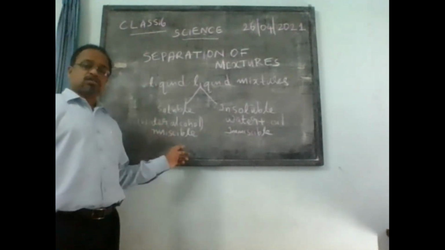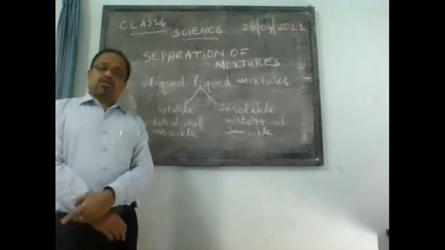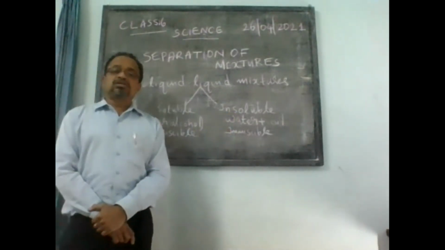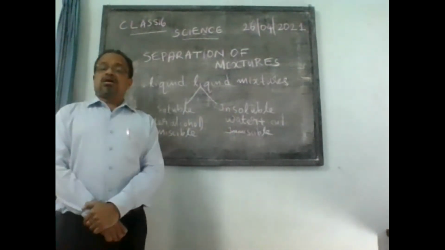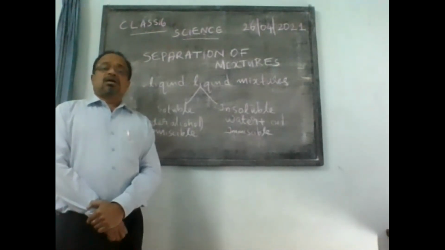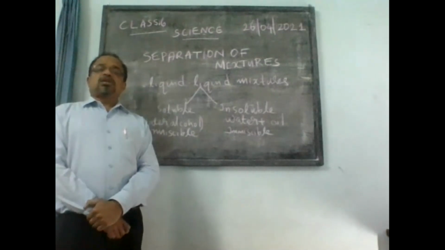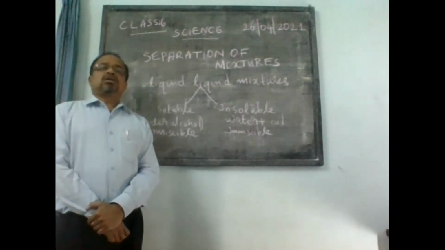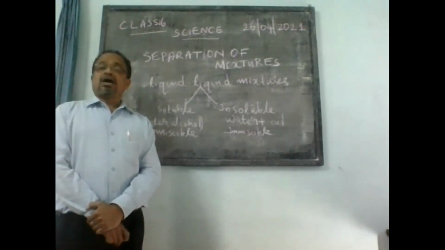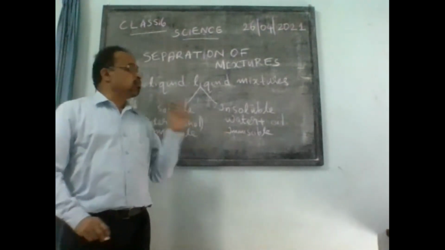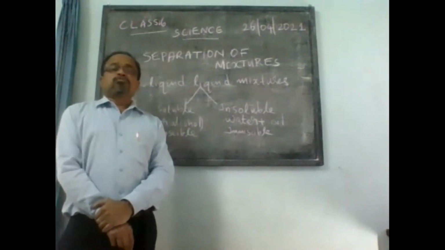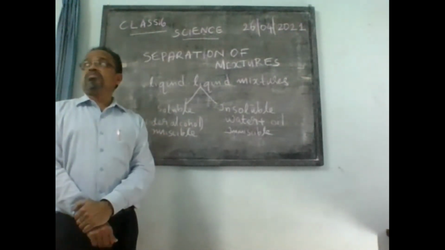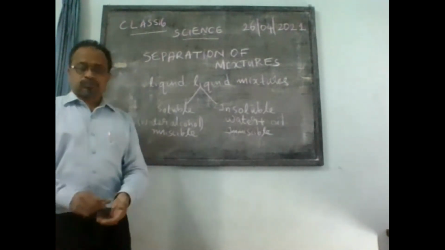One is soluble liquid mixtures: two liquids mix with each other, dissolve in each other, and form a single layer. Now, insoluble liquids, water plus oil, are examples. Any oil, cooking oil, petrol, diesel, kerosene, are all lighter than water. It floats and water forms the under layer because it is heavier and denser. So we will now discuss the separation of immiscible and miscible liquids in detail.